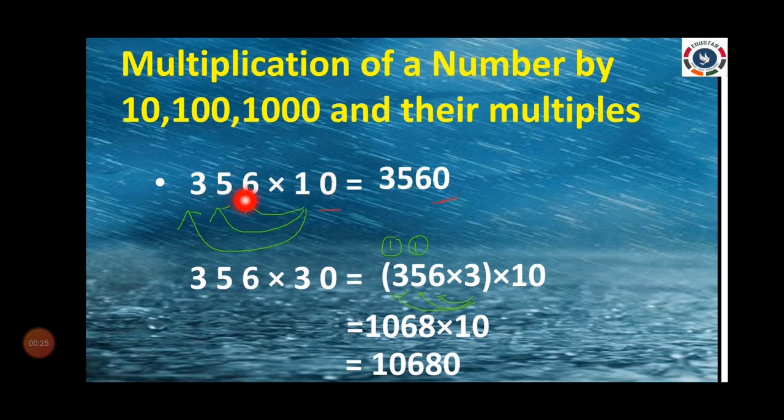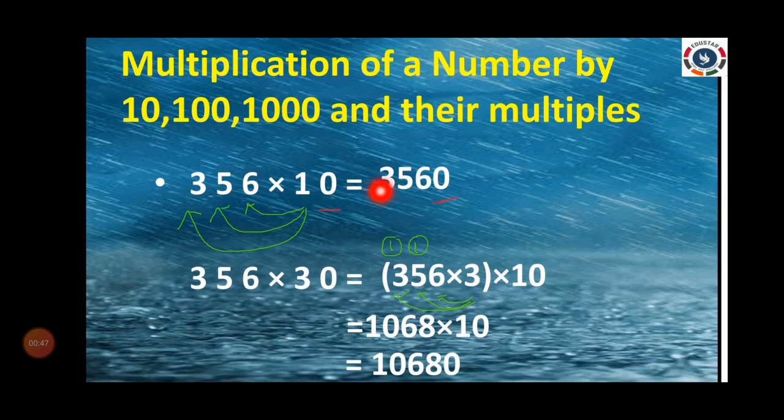So 356 into 10. First I am going to multiply by 1 alone. So multiply by the ones place. 1 times 6 is 6, write that. Then move to the tens place. 1 times 5 is 5, write that. 5 in the tens place. Then 1 times 3 is 3.